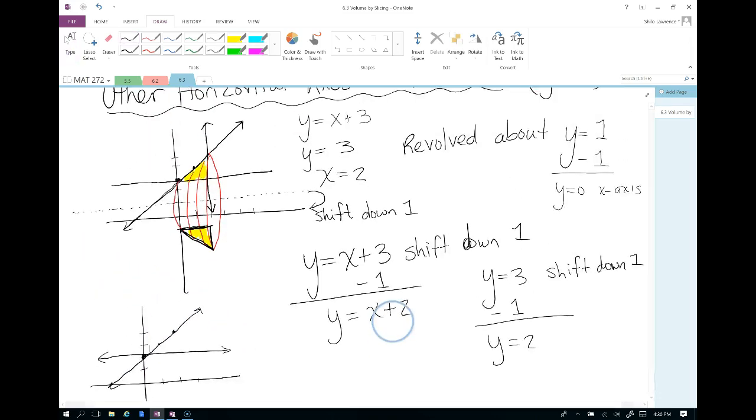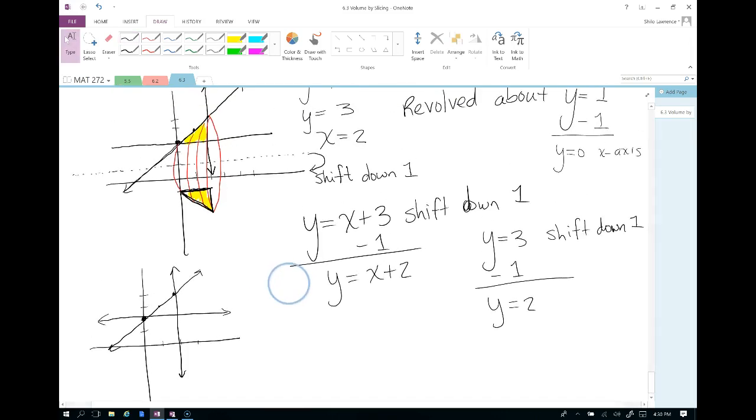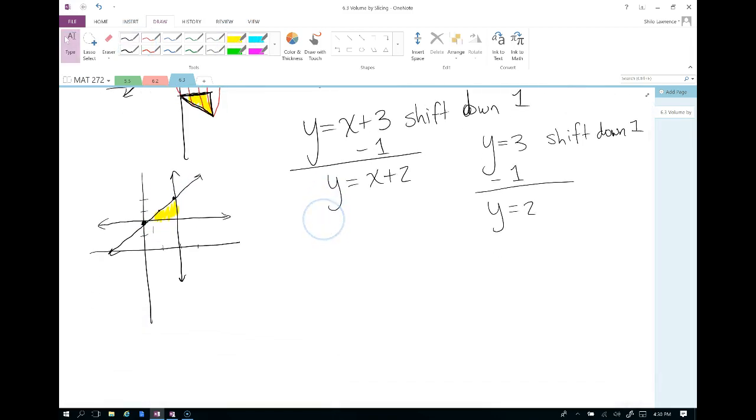And we were given a specific interval. Nope, we were given x equals 2. We don't need to subtract from the x because we're trying to shift up and down. Shifting up and down happens along the y-axis. So we only add or subtract from the y equations or from the y values. So that triangle looks identical to the triangle we just had. It's just shifted down 1 unit now. And now we can think of it as a revolve around the x-axis problem.